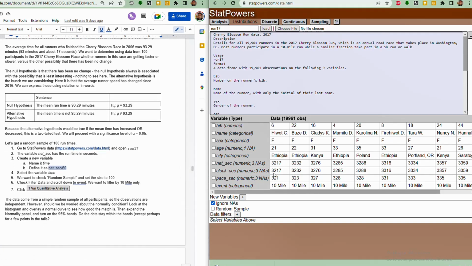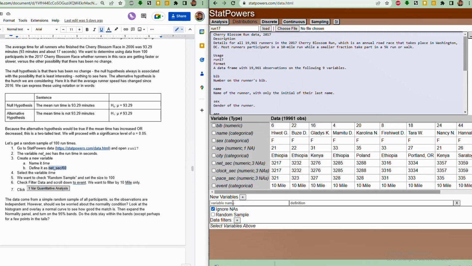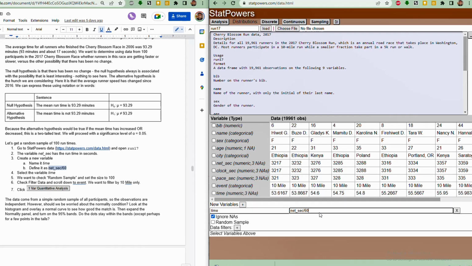There's a couple things that we'll be doing. First off, the time to finish the event is in net seconds. We don't want seconds. We want to use minutes, and so what we're going to do is create a new variable called time, and define it as net seconds divided by 60. That'll just convert the seconds to minutes, and then we're going to do all our analysis on this.